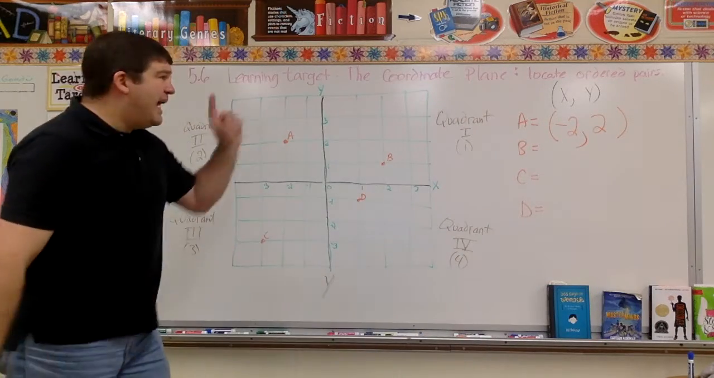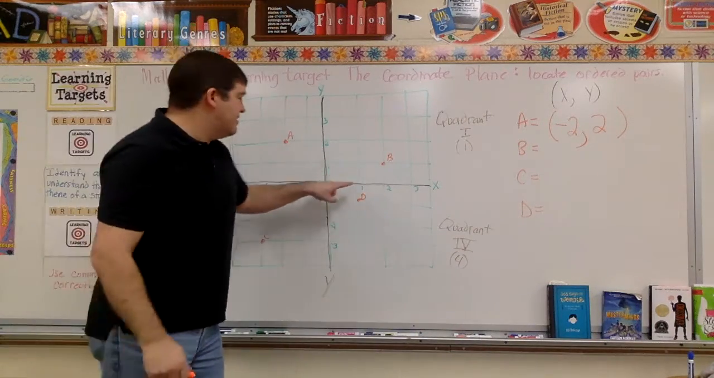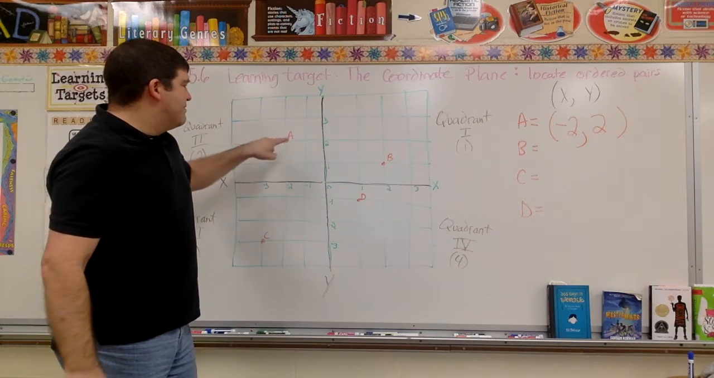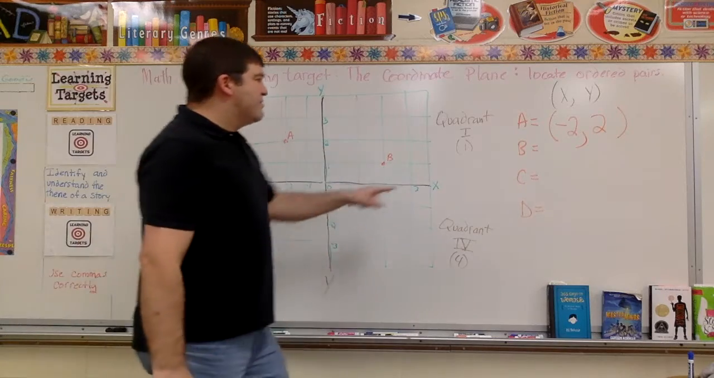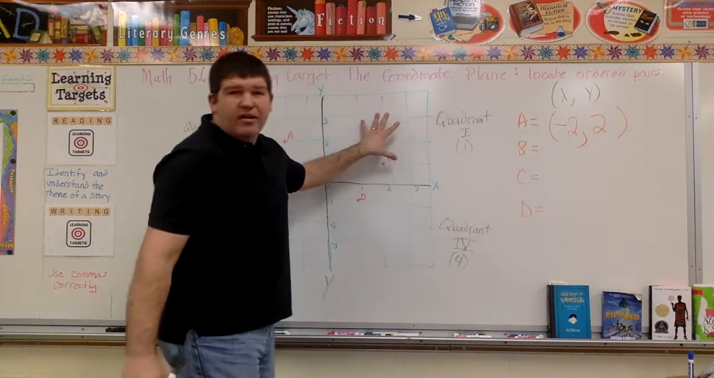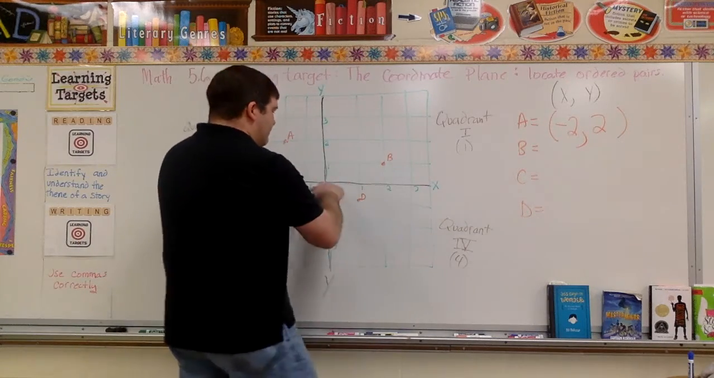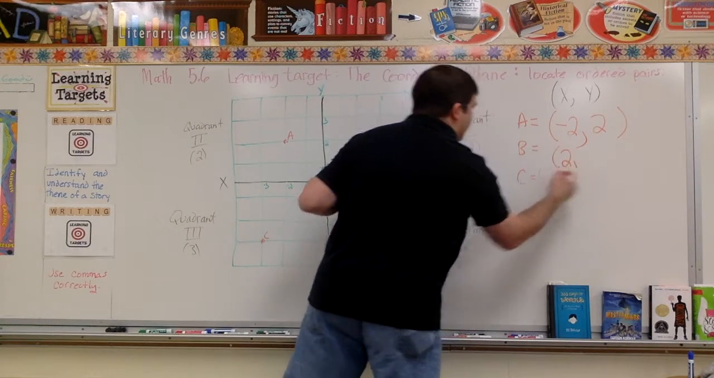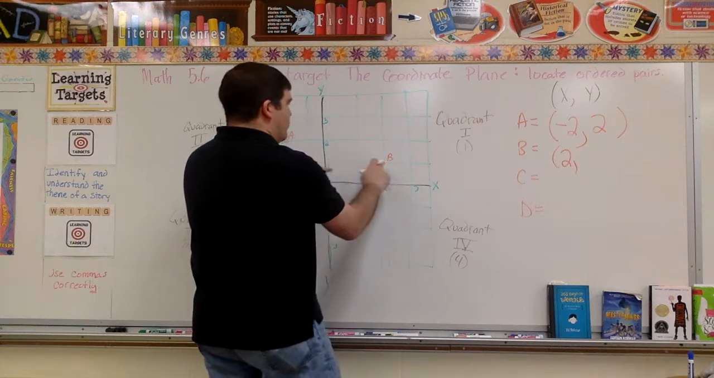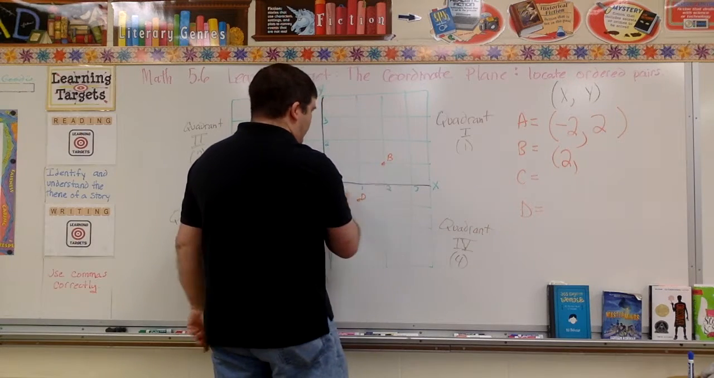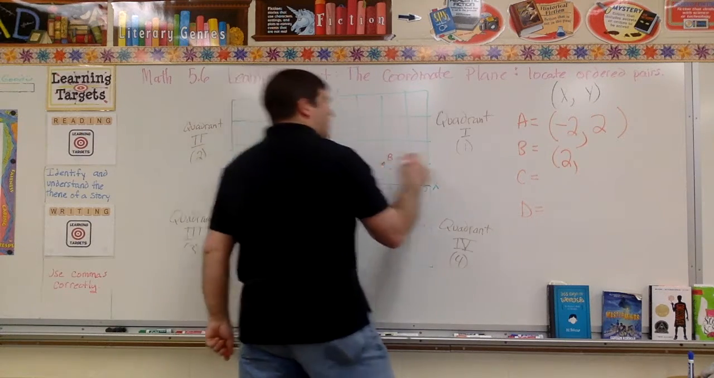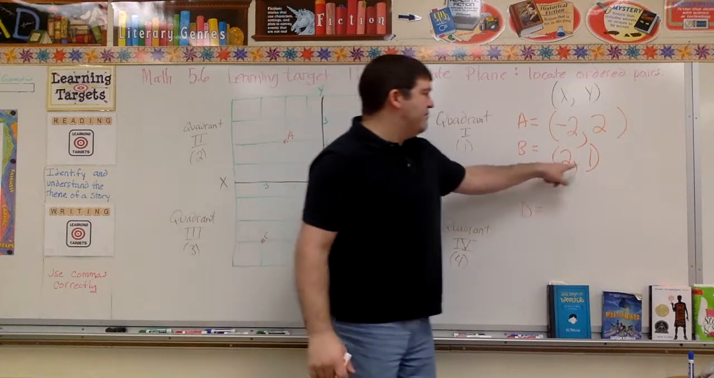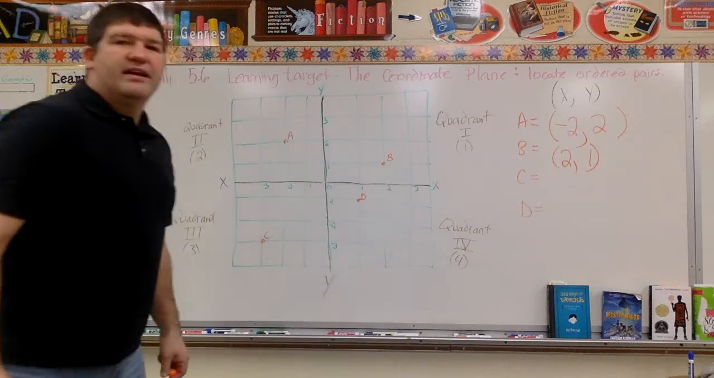So A is located at X first, -2, +2. We're right there. Okay. Let's go to B here. B, I know I'm going to get all positives. I go X first, over here to 2. And then I got to go up just 1. Up 1, 2, and then up 1. So B is located at 2, 1.